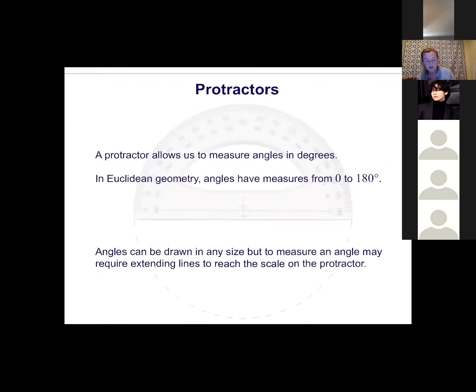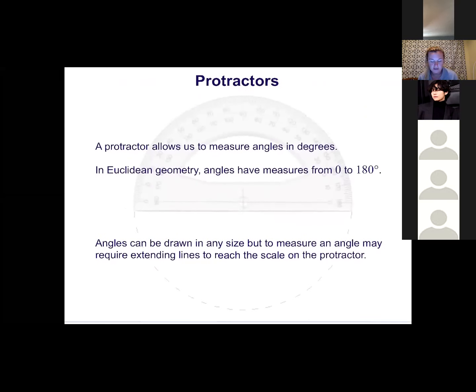So when talking about protractors, protractors allow us to measure angles in degrees. In Euclidean geometry, angles have a measure from 0 to 180. Angles can be drawn in any size, but to measure an angle may require extending lines to reach the scale of a protractor. So that thing that you can see kind of muted in the background, that is a protractor.